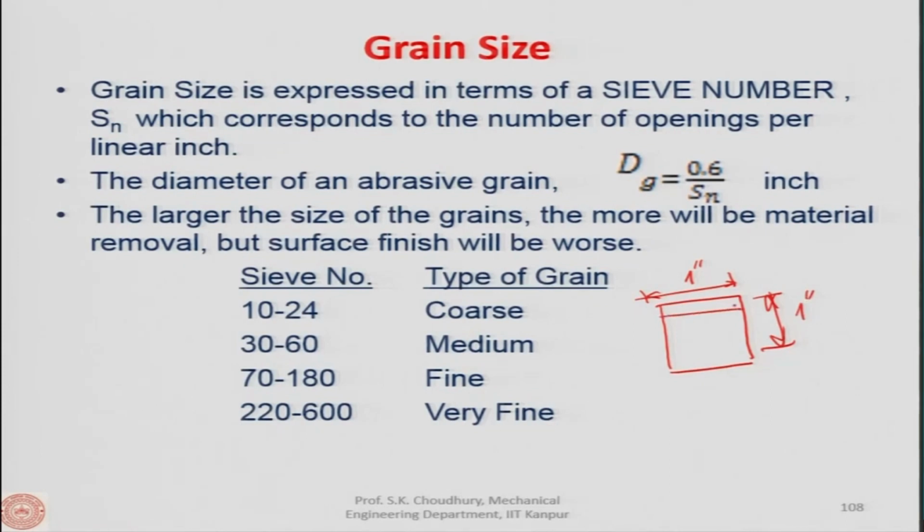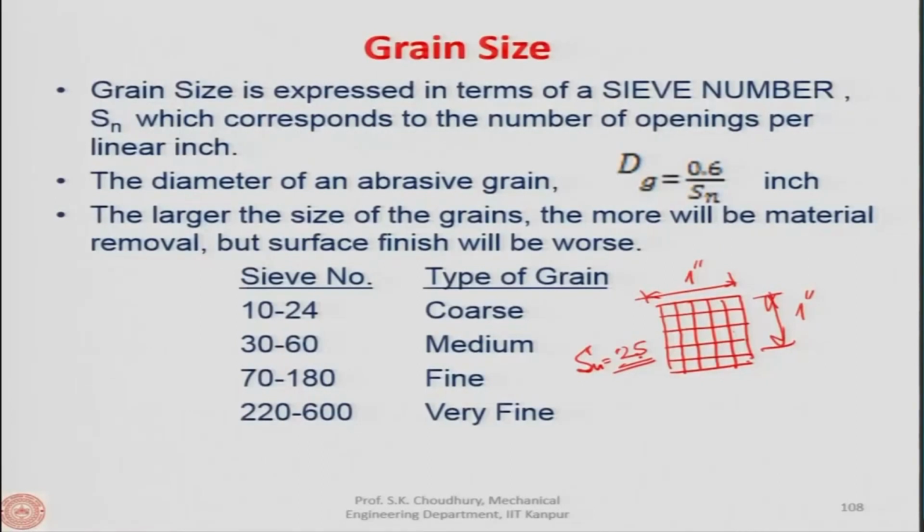So, how many openings are there, that is actually given by the sieve number. Let us say these many openings are here in this. So, this is 1, 2, 3, 4, 5, 1, 2, 3, 4, 5. So, there are 25 openings and the sieve number Sn will be equal to 25 for this. Okay. So, this means that if you have this kind of a sieve and you put, let us say, sand on that sieve and then you vibrate it, you will see the particles which are coming, that will be up to a sieve number of 25, okay.